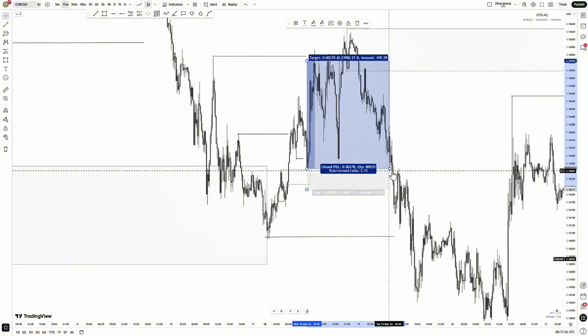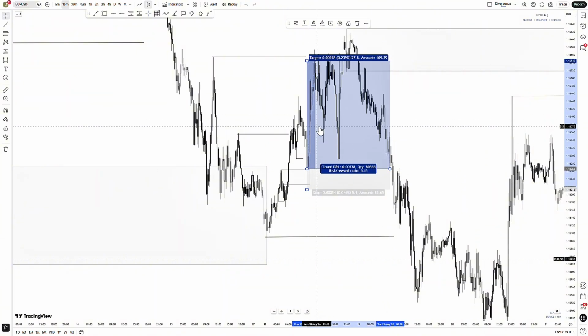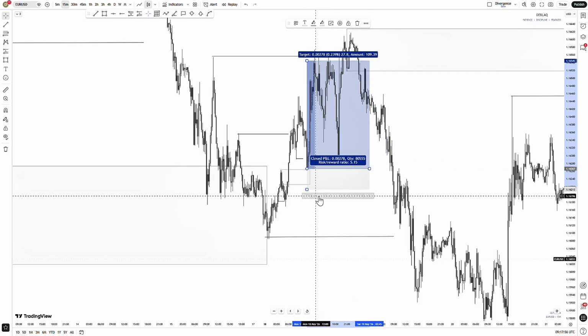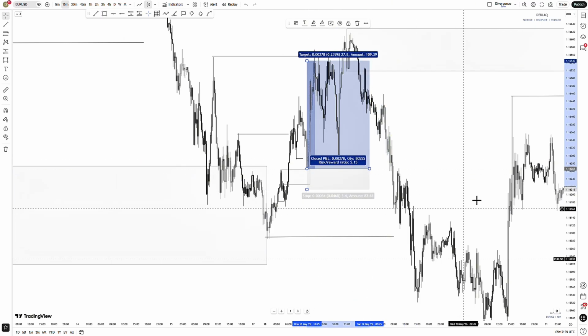So it was 1:5, and I also explained that I took another trade inside this move, but I got stopped out on the 5-minute time frame. So this is the winning trade I had on Monday, right?